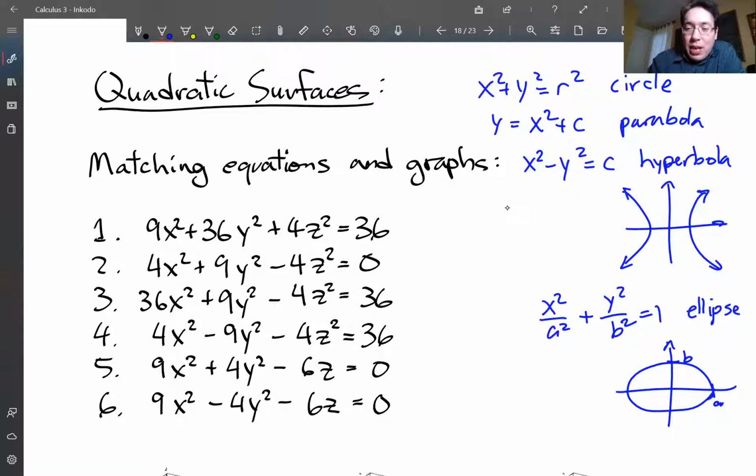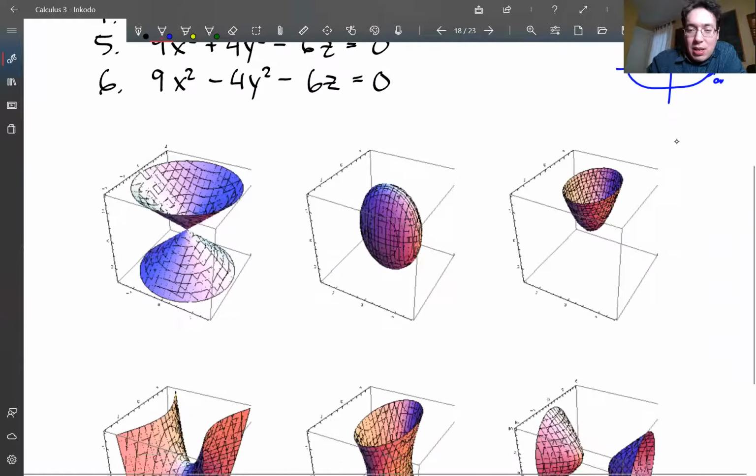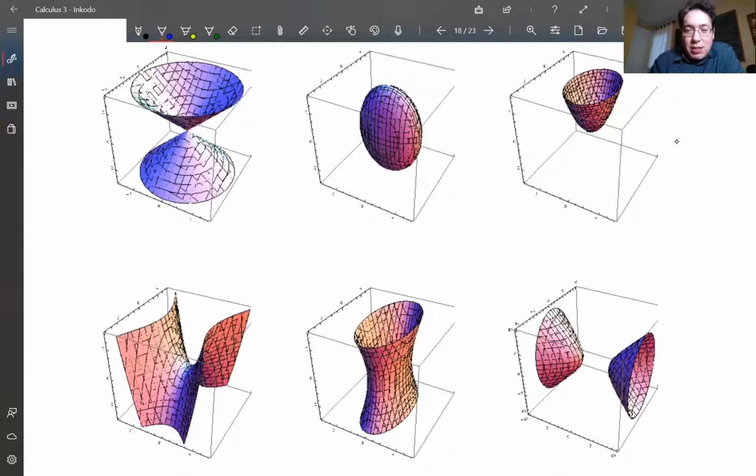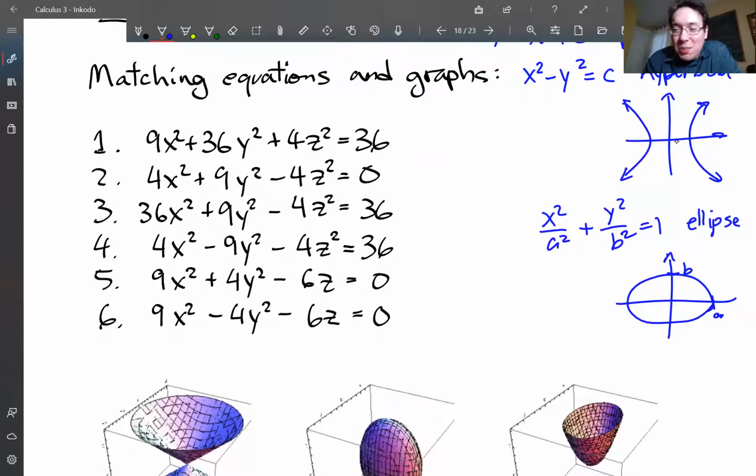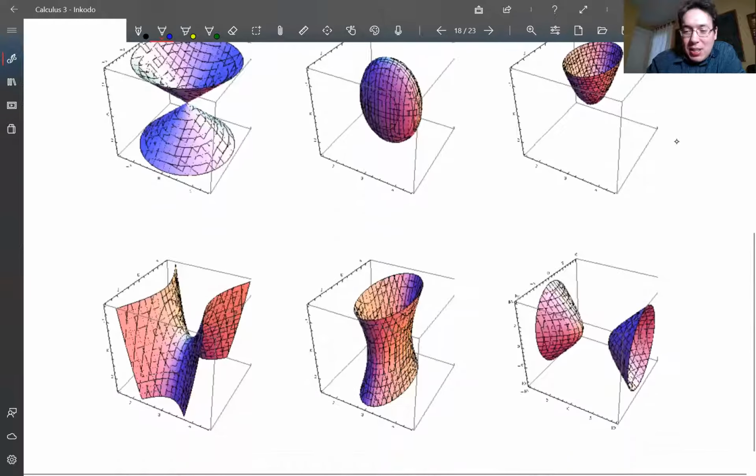So what I have for you, I have 6 equations and 6 beautifully computer rendered pictures of these. I didn't want to draw these by freehand. The tick marks are kind of obscured, but I think that's okay. Don't worry about the constant too much. Let's figure out which would have to match to which. Okay, let's see. So where to start?